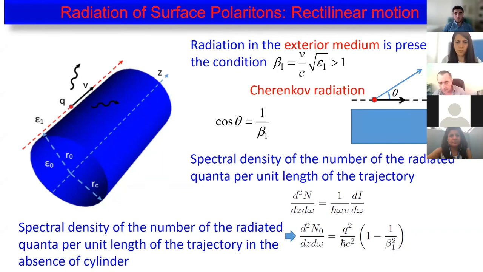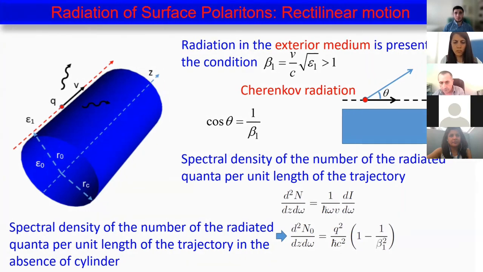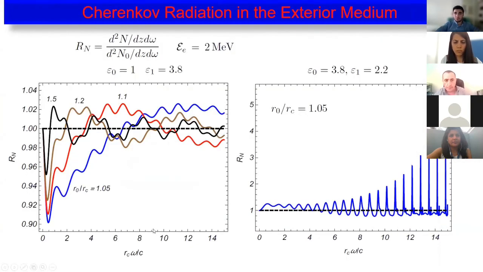Now let us compare this in order to see how this dielectric waveguide acts on the Cherenkov radiation in the exterior medium. Here I consider two cases. The first one, for example, I have taken epsilon 0 equal to 1. This means that you have some cylindrical hole inside the homogeneous medium with the electric permittivity epsilon 1 equal to 3.8. And the calculations were done for an electron energy of 2 MeV. This is the ratio of the radiation in the presence of the cylinder to the radiation when the cylinder is absent. This is the standard Cherenkov radiation. And this is the result for this case.